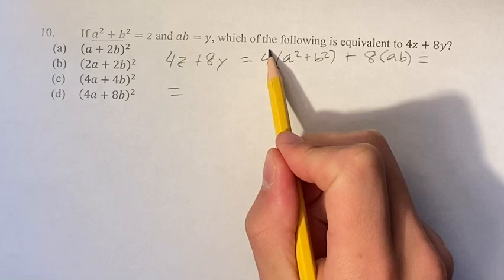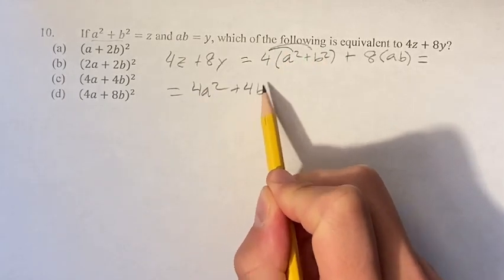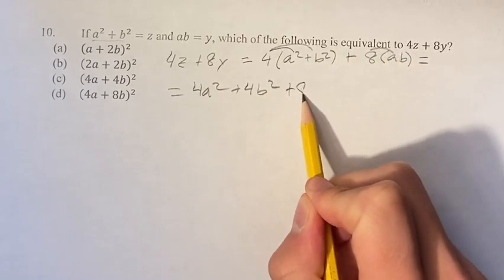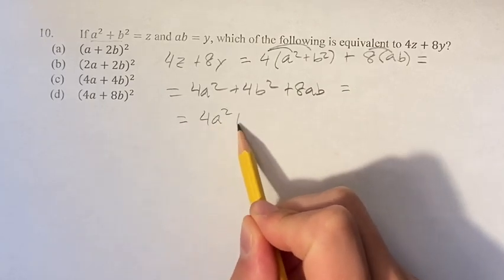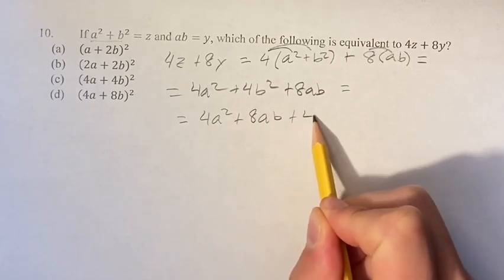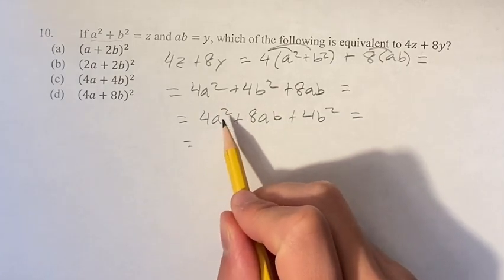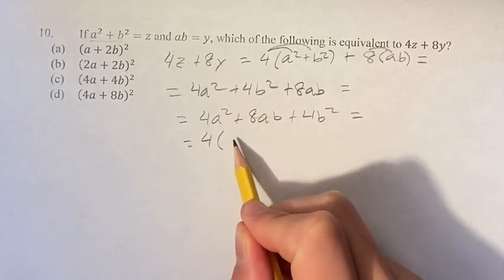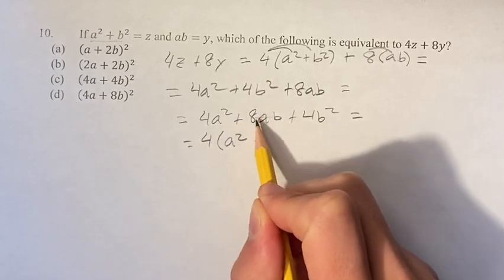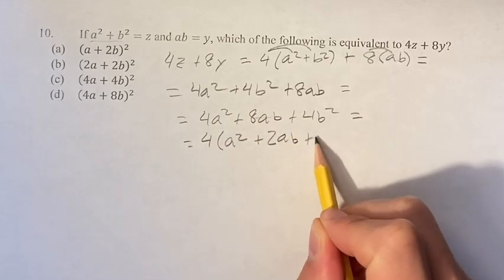Now we can distribute. We get 4a squared plus 4b squared plus 8ab. Rearranging these, we have 4a squared plus 8ab plus 4b squared. And now we have to factor this, and what we can notice is we can first divide everything by 4. So we'll have 4 times, and then taking out the 4 leaves us with a squared, plus dividing 8 by 4 leaves us with 2ab, and then again plus b squared.